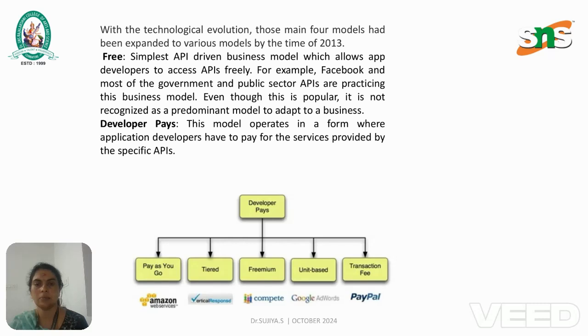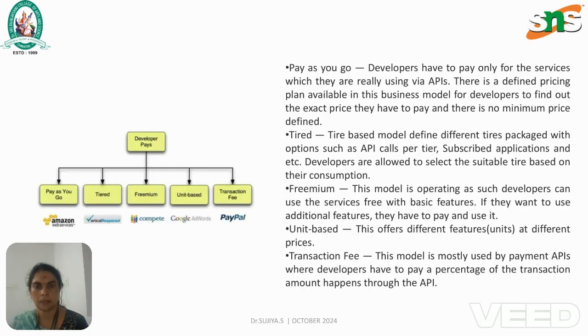And next is the developers pay. This model operates in a form where application developers have to pay for the service provided by the specific API. Here, the developer pays pay as you go, as the developer has to pay only for the services which they are really using via an API. There is a defined pricing plan available in this business model for developers to find out the exact price they have to pay, and there is no minimum price defined.